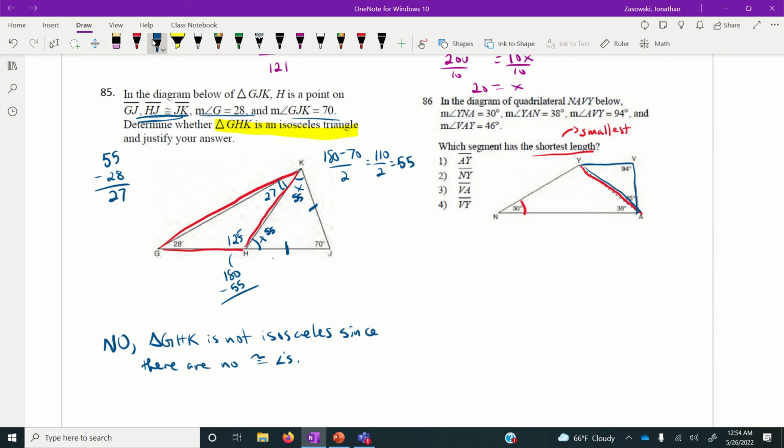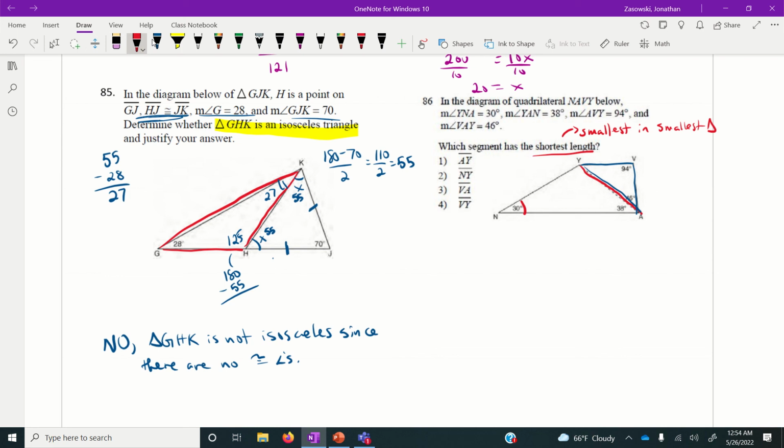The reason we know it's bigger is because 94 is obtuse. So this side would have to be the biggest side in this triangle. So not only does it have to be the smallest side, it also has to be the smallest side in the smallest triangle, okay? So keep that in mind, all right?